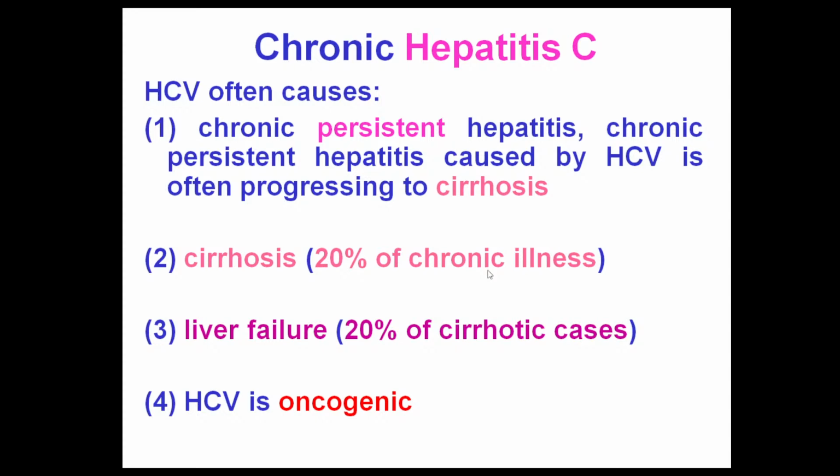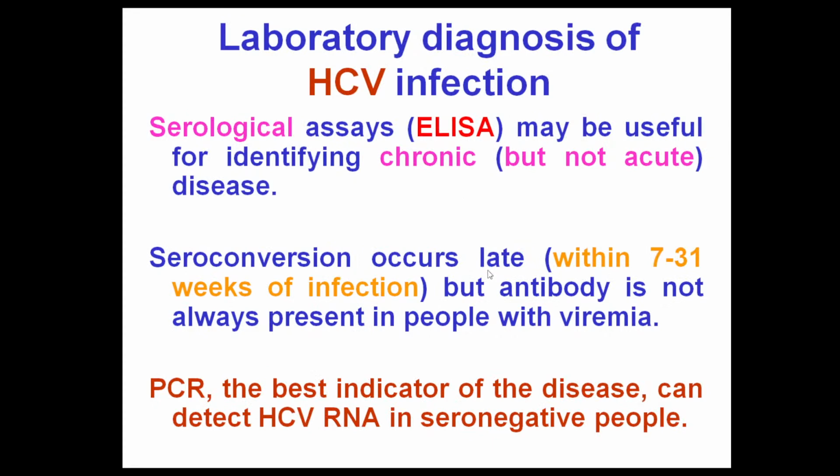Chronic hepatitis is the most common type of the infection. And chronic persistent hepatitis quite often progresses to cirrhosis. Cirrhosis occurs in 20% of the chronic individuals, and liver failure occurs in 20% of cirrhotic cases. And as we said, hepatitis C virus is oncogenic. How do we perform laboratory diagnosis of hepatitis C infection?